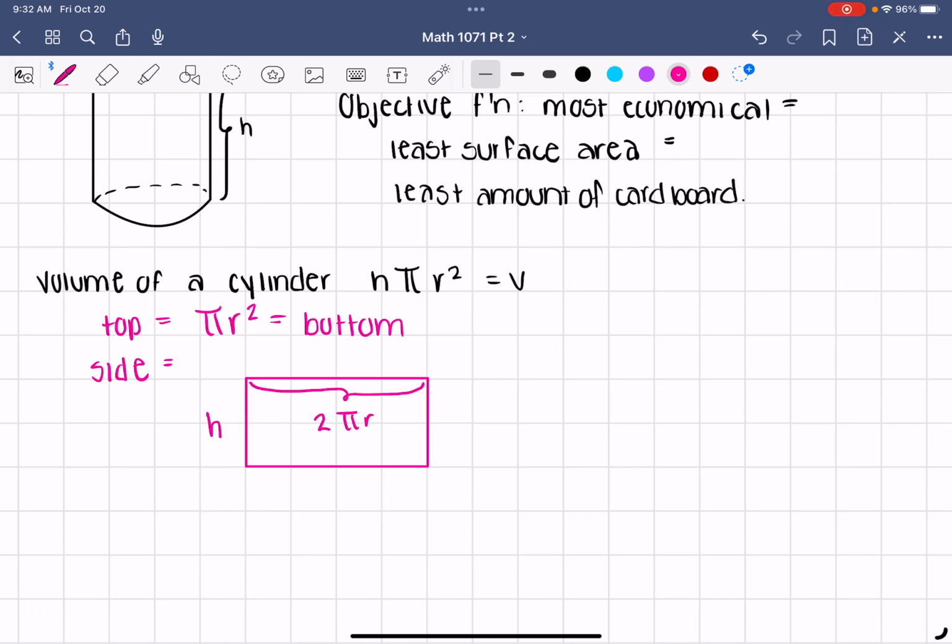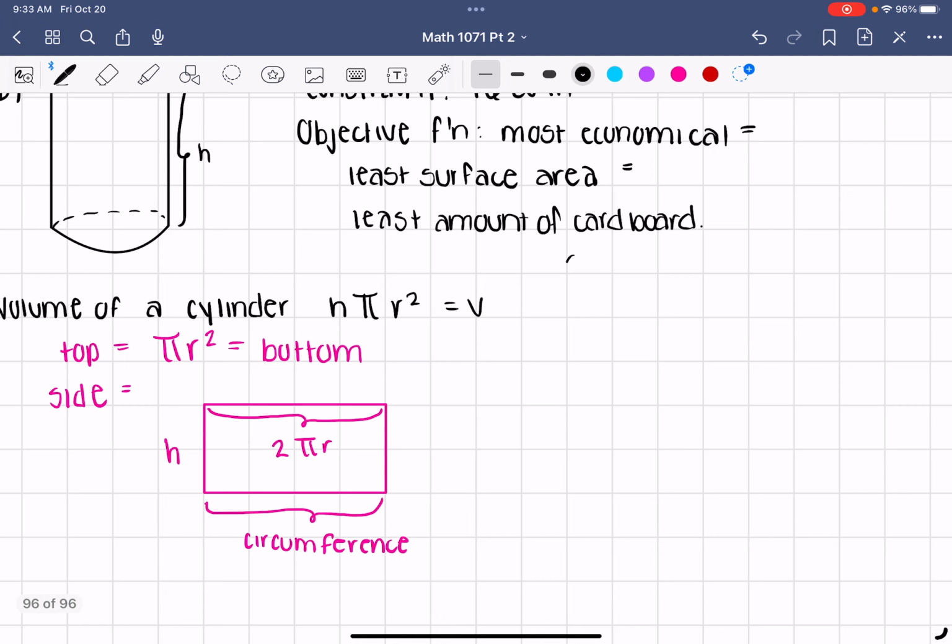So your objective function, I'll call it surface area, SA. So it's got a top and a bottom, 2 pi r squared. And then it's got all the way around the side, which is 2 pi r h. And our constraint, 16, is h pi r squared.